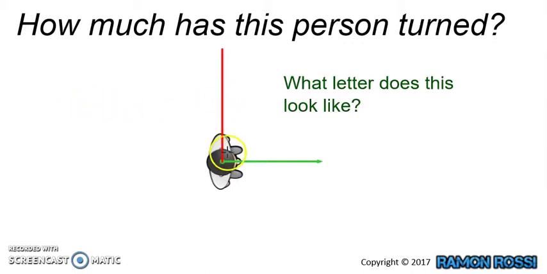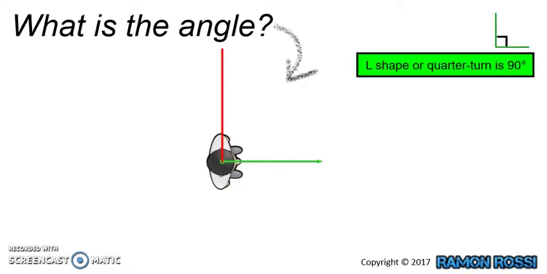What letter does this look like? It looks like an L, doesn't it? Which is great, because an L shape is a quarter turn. As long as we're talking about from here around to here, or we're talking about from here back to there, because he could have turned from here back to where he started, but it's the same shape that it makes.